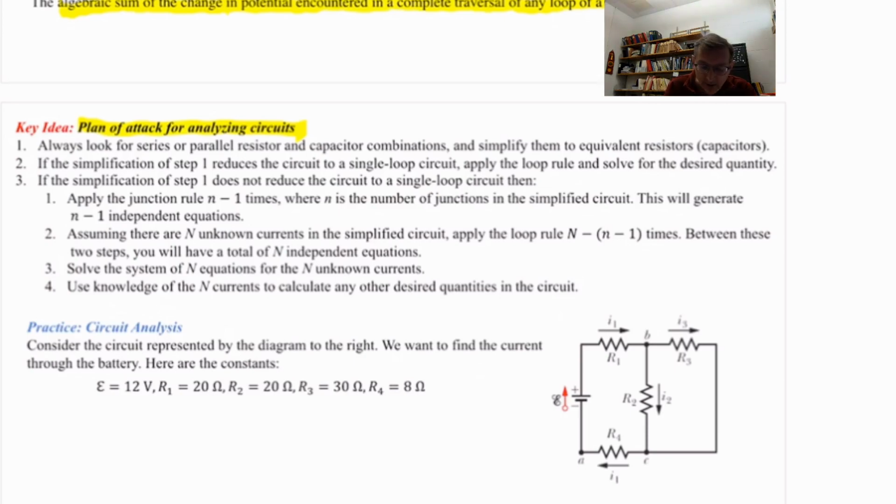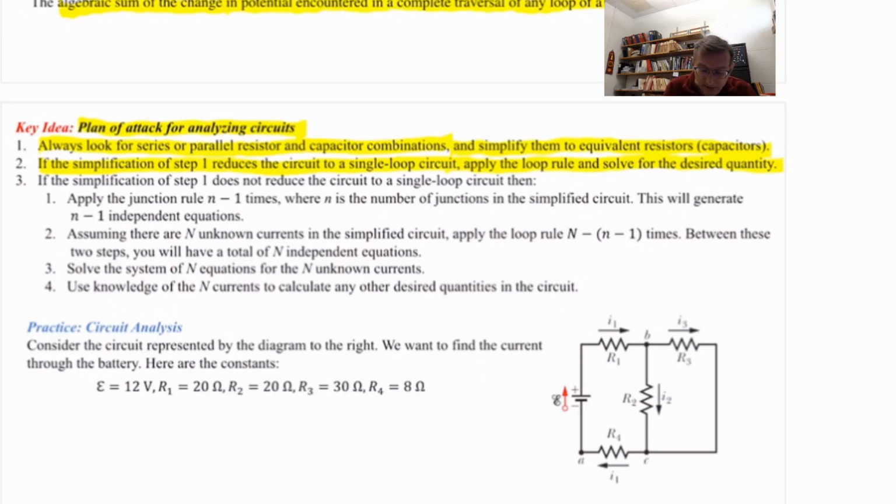First step, always look for series or parallel resistor and capacitor combinations, and simplify them to equivalent resistors and equivalent capacitors, because that's going to simplify the circuit. So look for that first. Step 2. If the simplification of step 1 reduces the circuit to a single loop circuit, then apply the loop rule and solve for whatever the desired quantity is. When you bring it down to one loop, the loop rule should be all you then need.